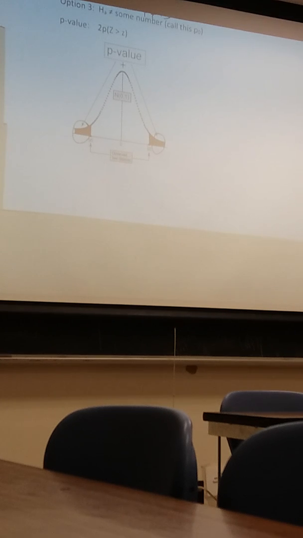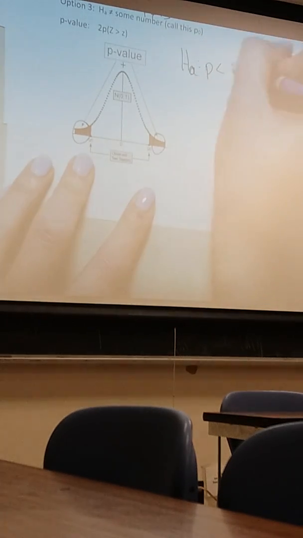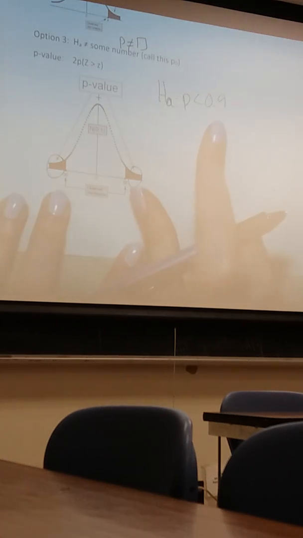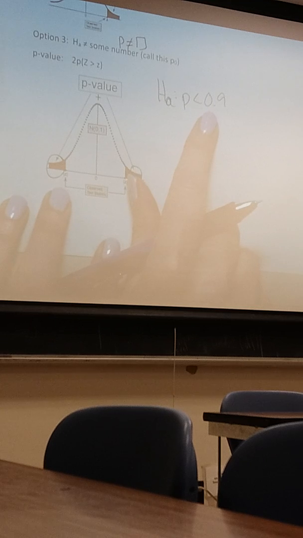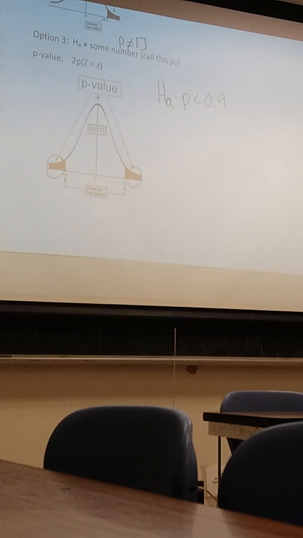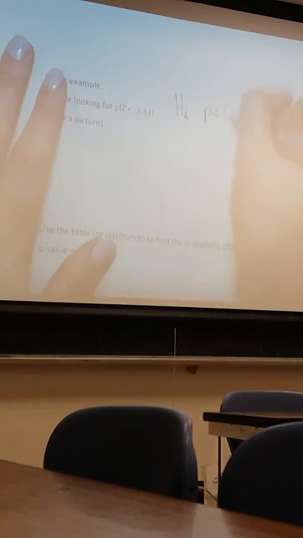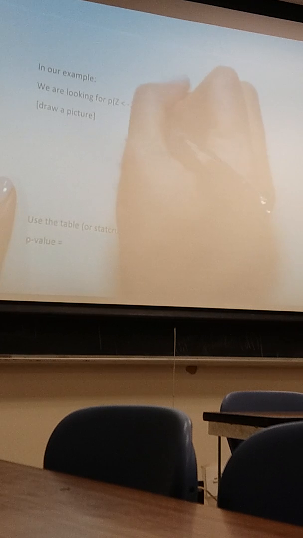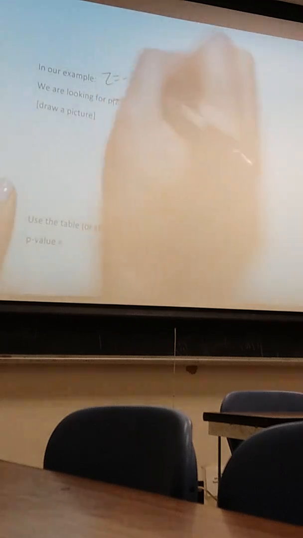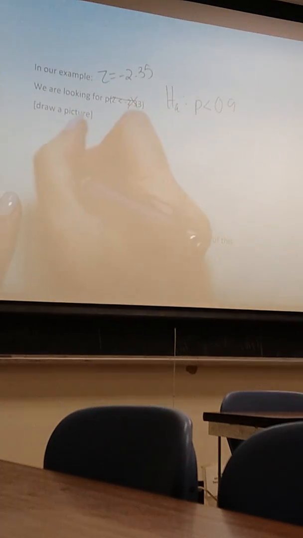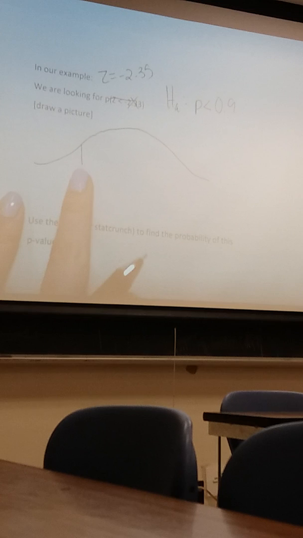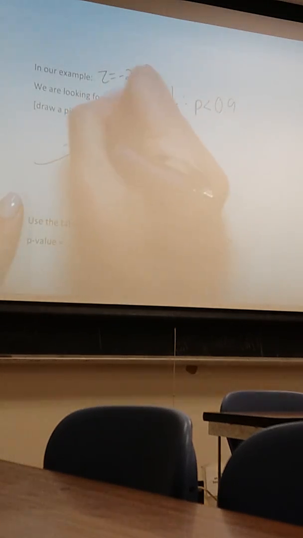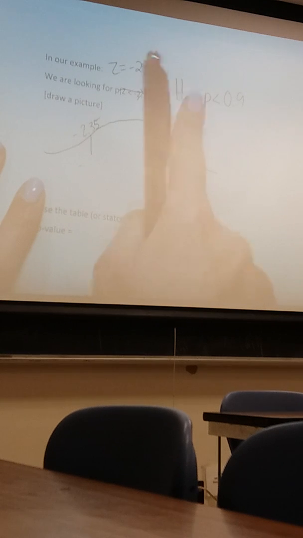Okay, so our alternative hypothesis was p less than, right? This is what we were trying to show. We don't maybe believe the packing company. We think that their delivery percentage is less than 0.9. We got a test statistic. Let me actually draw this on here. So our alternative hypothesis was p less than 0.9. Our test statistic was negative 2.35, right? Is that correct? Okay, so if I draw my picture, negative 2.35 is below the mean, correct? So this is negative 2.35. I want the area to the left because it's less than.